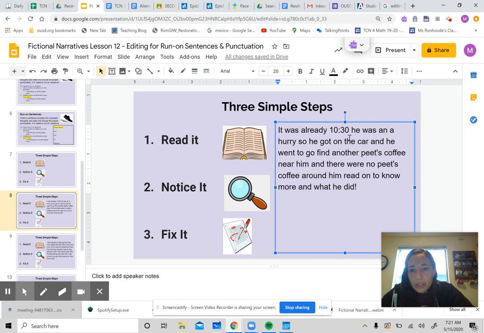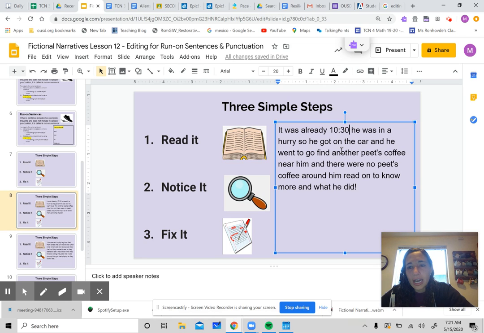It was already 10:30. He was in a hurry. I think the student meant to say in. It was already 10:30. He was in a hurry. Wait, pause. Some of you already went like this. So a lot of you are thinking those are two complete thoughts. It was already 10:30. He was in a hurry.